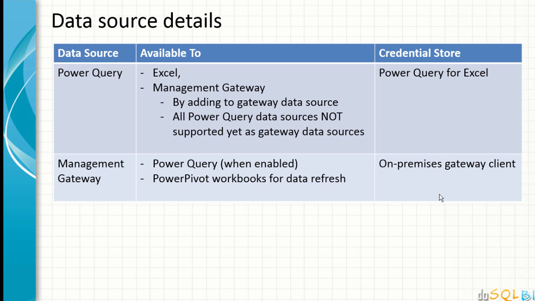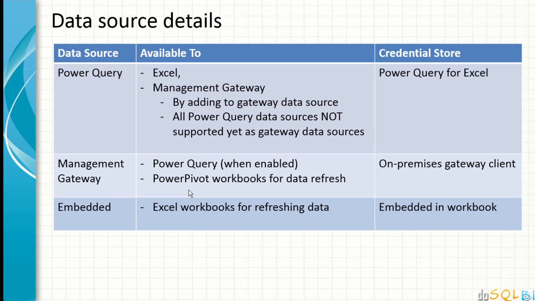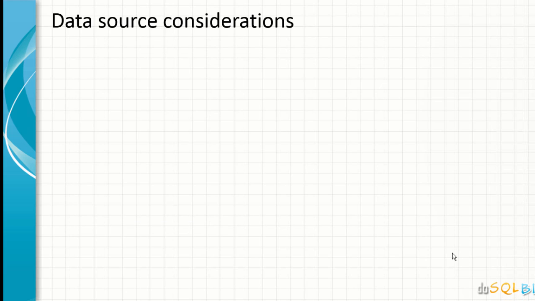The other data source with Power BI is Data Management Gateway, which is primarily focused on making access to on-premises data source secure, where the credentials are stored on the on-premises gateway client, and this source is available to Power Query when it's enabled as searchable, and we could also have Power Pivot data models that are referring to those data sources to be refreshed. Third, which has been there for a long time, the embedded data sources in the Excel workbooks, where the credentials are also stored in the workbook itself. Data source considerations.